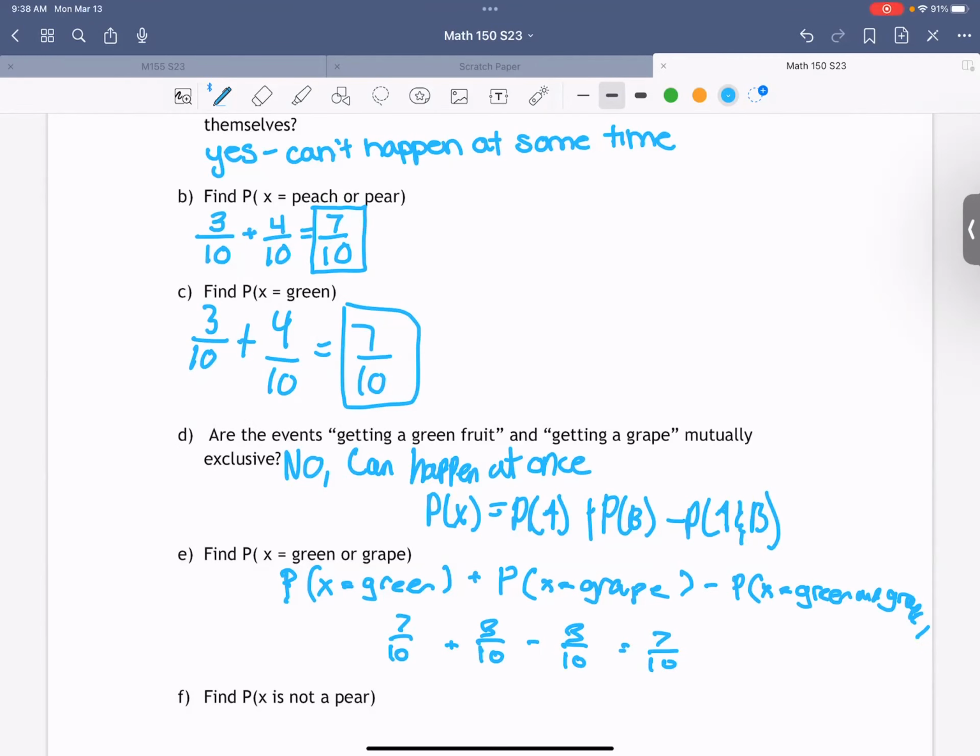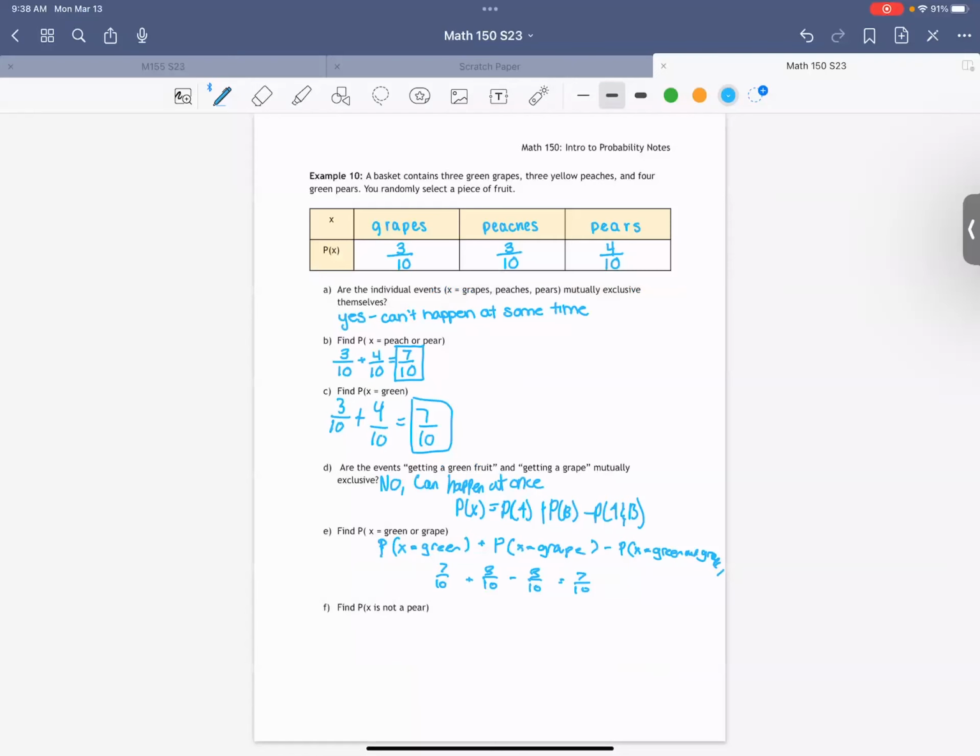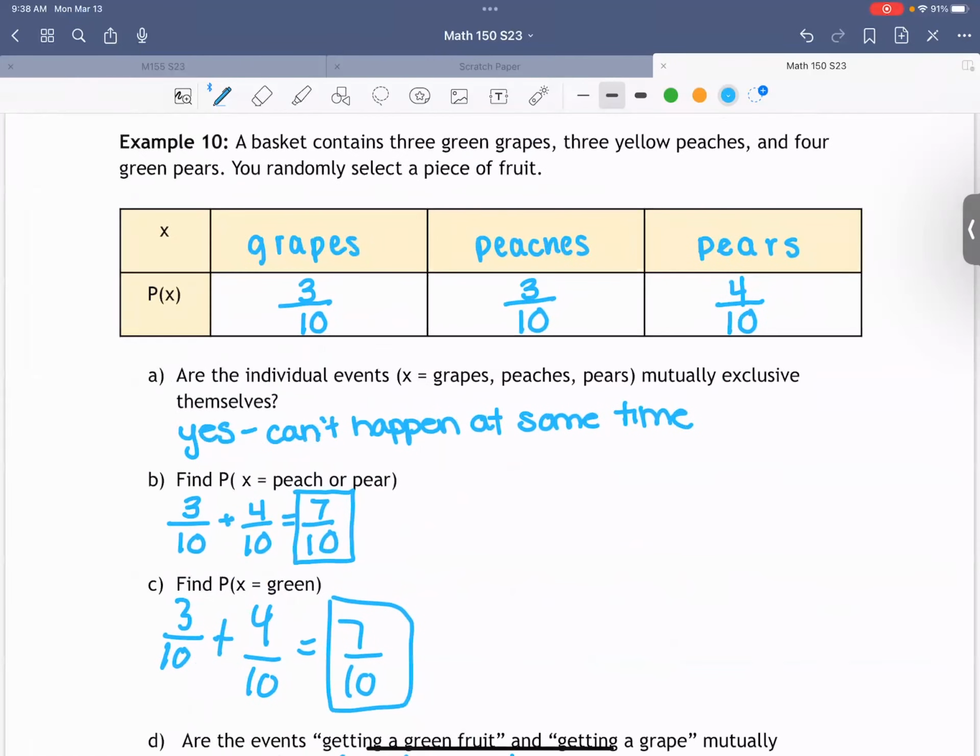All right, let's go up to the front here. Okay, so in this example, we have green grapes, yellow peaches, and green pears. I randomly select a fruit, so that's the situation we're dealing with. The first question wants to know, if I get a grape or a pear, is that mutually exclusive? Cass, you want to explain this one?